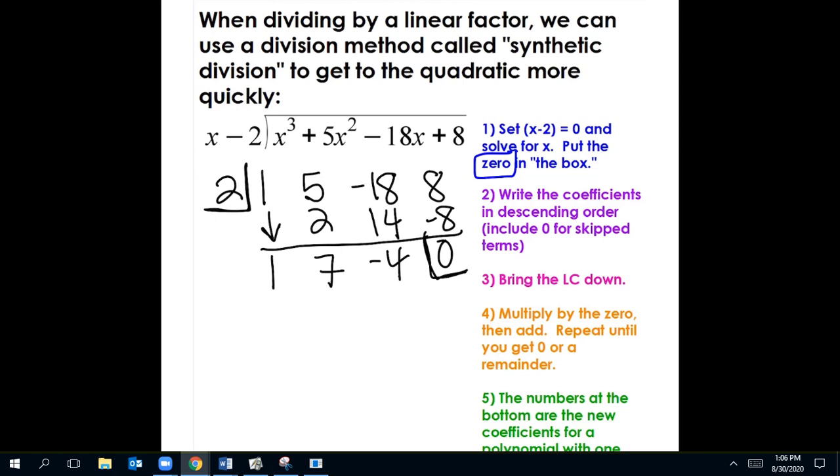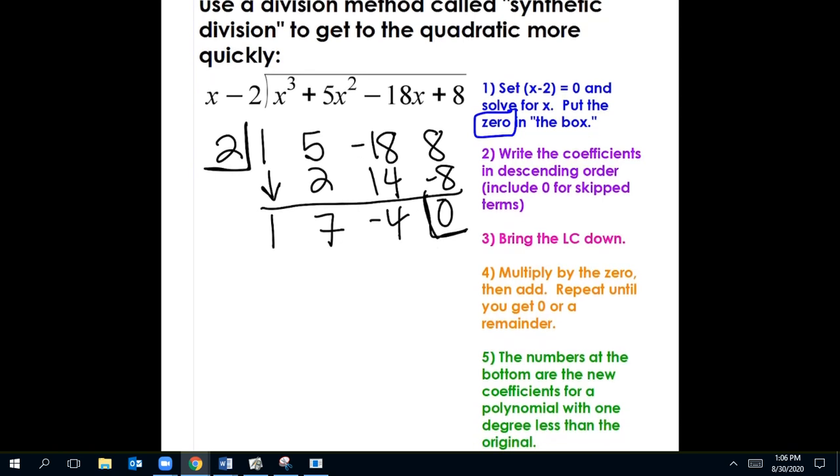The numbers we get at the bottom are the new coefficients for a polynomial with 1 degree less than the original. So we have 1x squared plus 7x minus 4. We'll go down in descending order just like we did to start with. Well, we don't have to put that equals 0. That's our factor, our other factor.